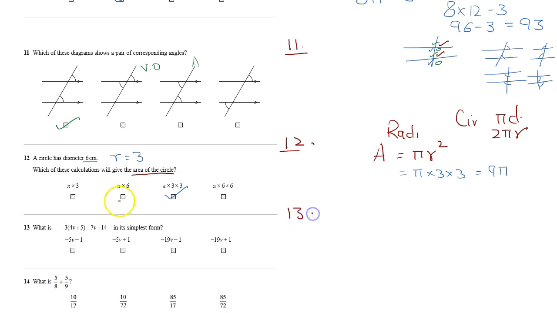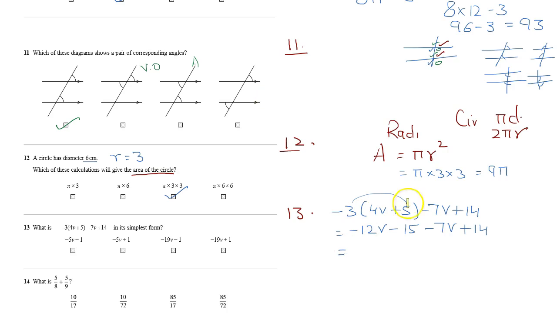What is -3(4v + 5) - 7v + 14? Bracket means multiply. So this means you have to multiply it first. -3 times 4 is -12v. Now -3 times 5 is -15, because of this minus, it's negative. Minus 7v plus 14. There's no bracket here, so we'll write it as it is.